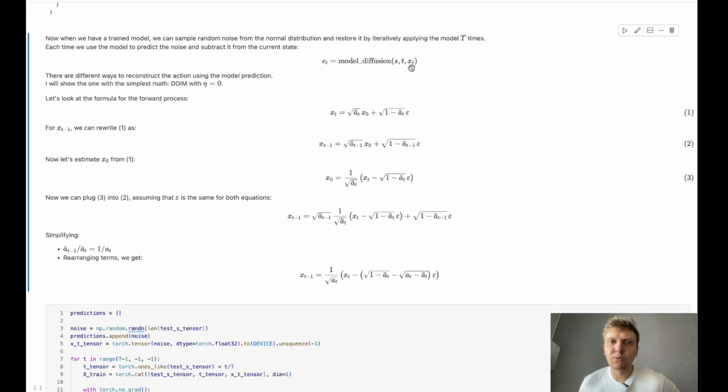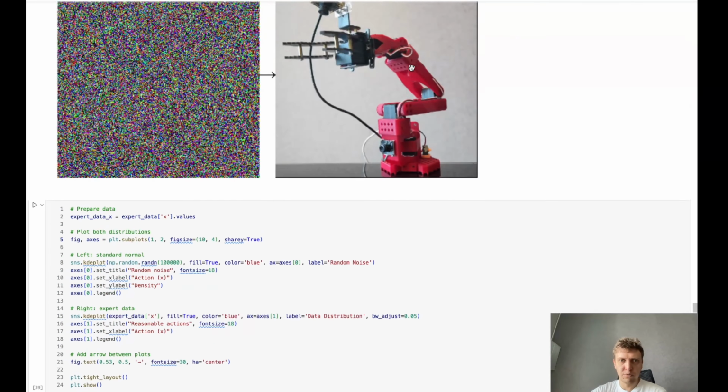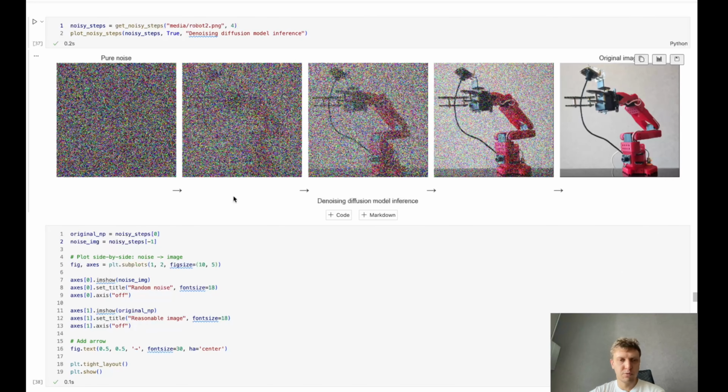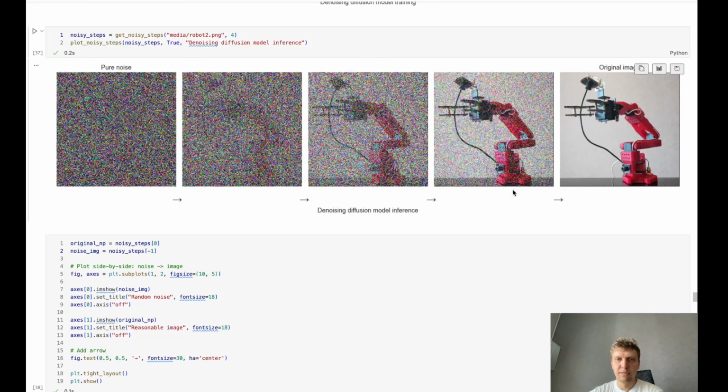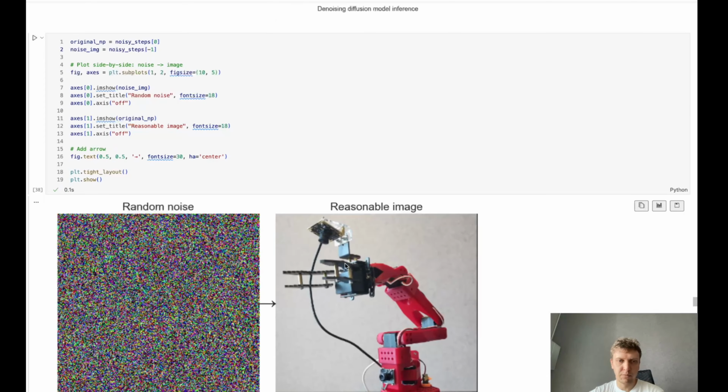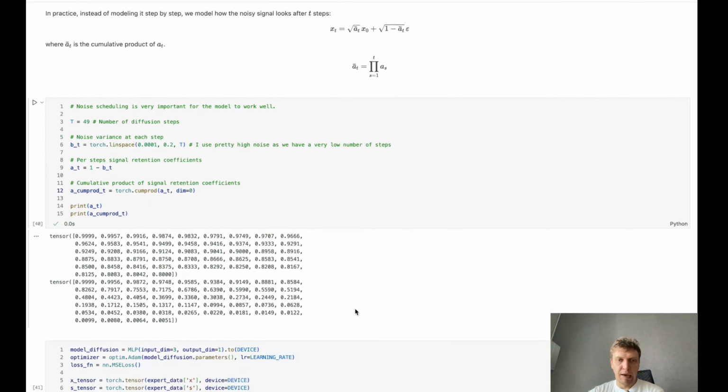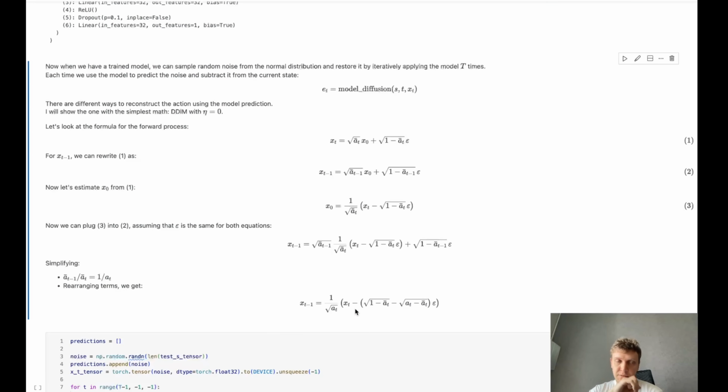Then we somehow need to do the denoising process. So we somehow need to go from these noisy images to the original images. So in our case, from complete noise to our reasonable actions. And this is a pretty complicated step. There are different ways. You may hear about DPM or DDIM, and these are different abbreviations that describe the denoising processes that can be applied. Here I show how to use DDIM with eta equals 0. I think it's the easiest and most straightforward way in terms of the actual formulas.